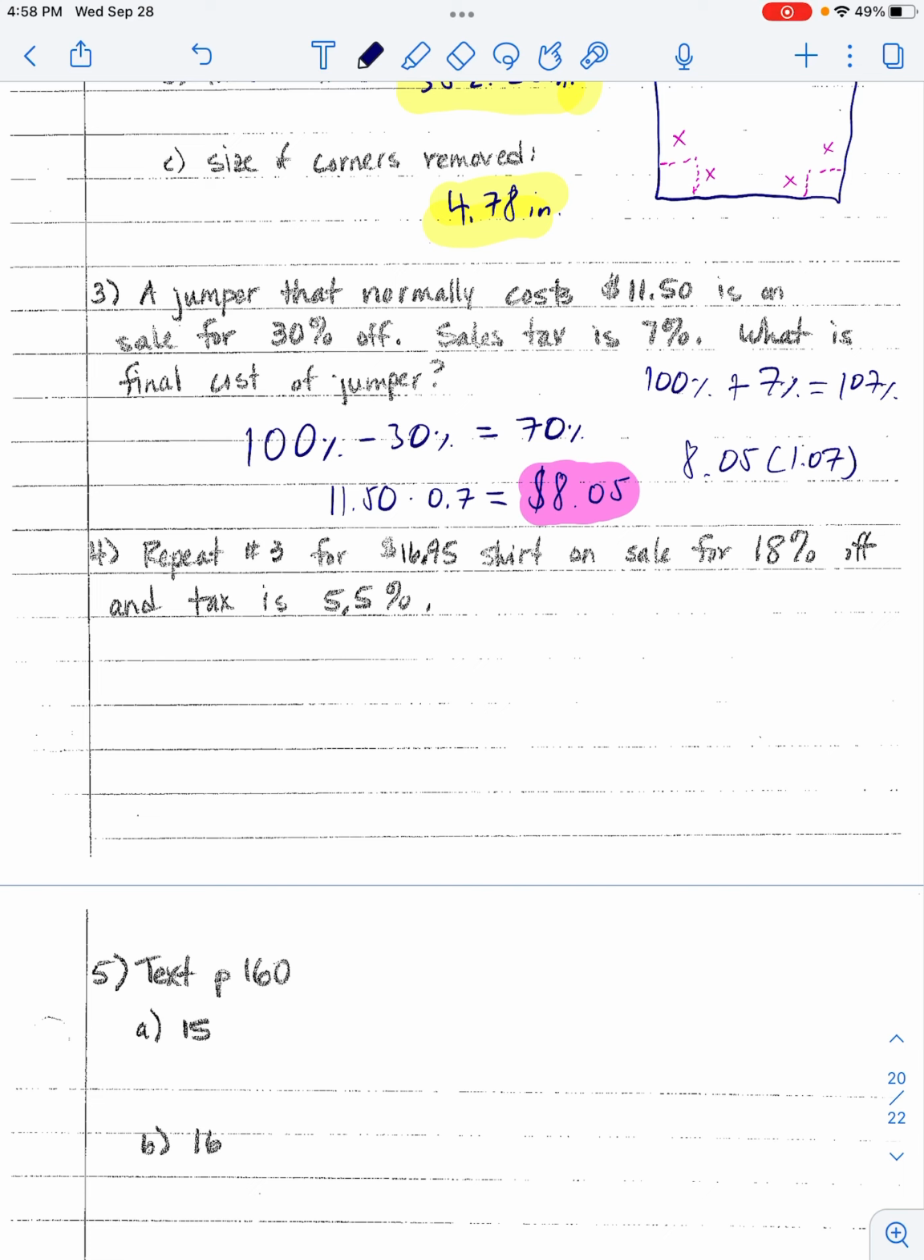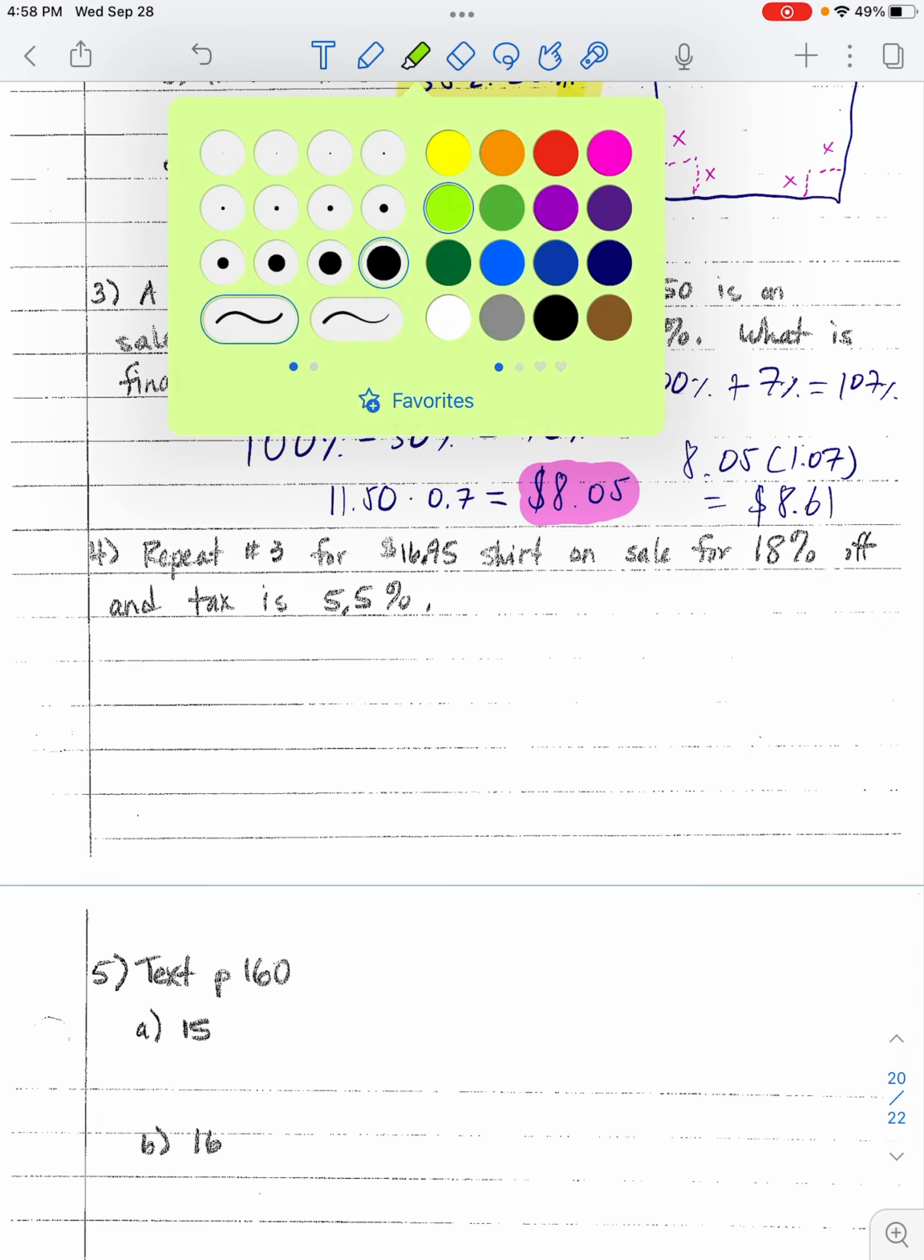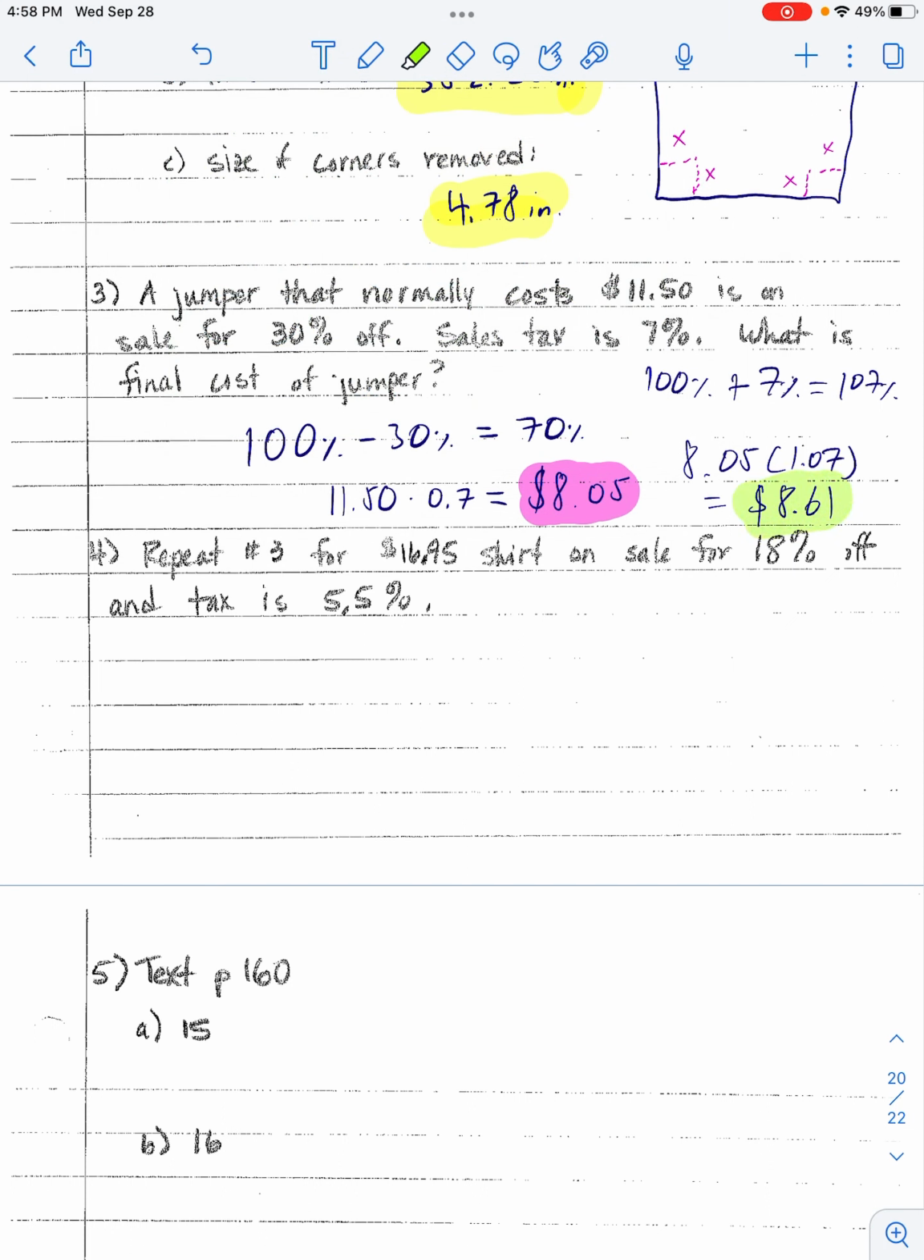So I do that in my calculator. 805 times 1.07 gives me, rounded to the nearest cent, to the nearest hundredth, $8.61. That's going to be my final answer right here. I'll circle it. Final answer, $8.61. Pause, screenshot, whatever you need to do.